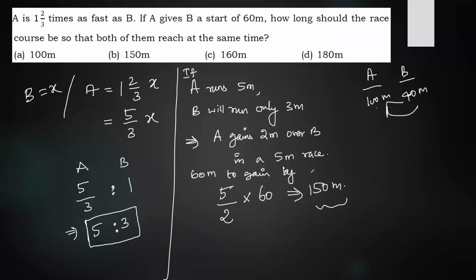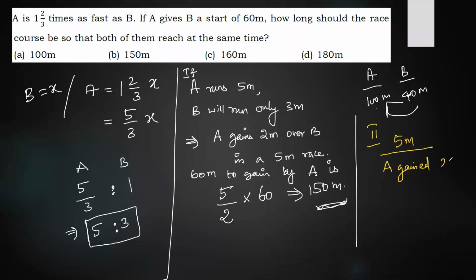Actually, the answer is you need to get 5 by 2 of 60. This is the answer. So you will get the answer as 150 meters. Okay, so 60 meters will be gained by A. To gain 60 meters by A, the race should be 150 meters. So listen carefully.